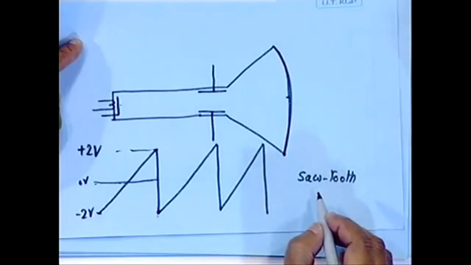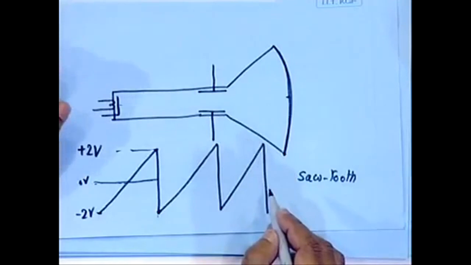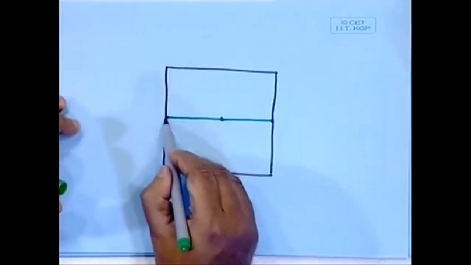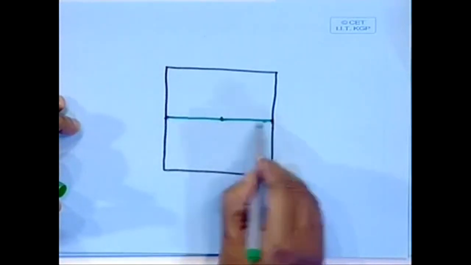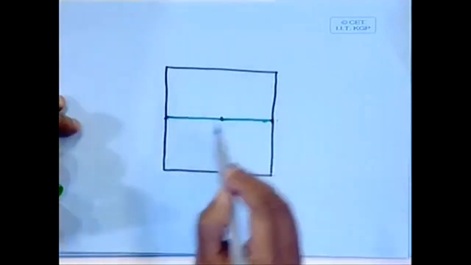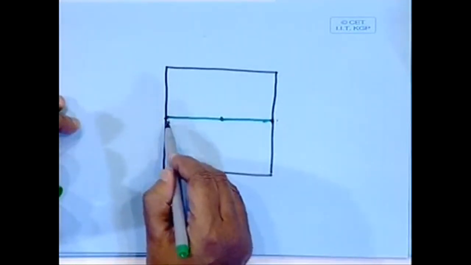So, on the horizontal plates, or on the horizontal deflection coils, we will be actually applying a sawtooth voltage. So what we are doing is that the beam we are bringing from the left hand side to the right hand side changes linearly, and then once it goes to the right hand side, immediately it is brought back to the left hand side.